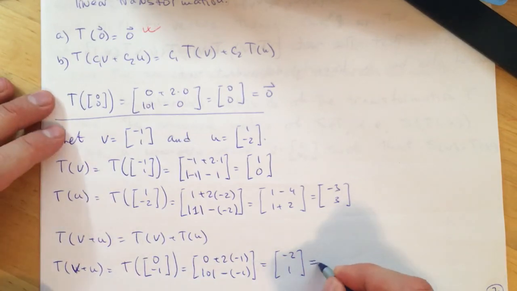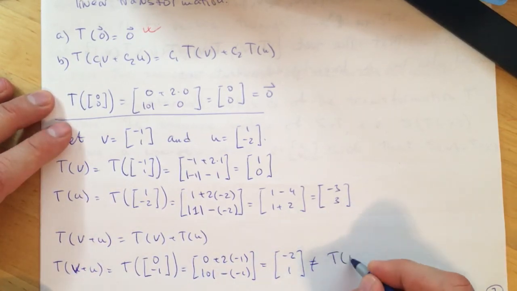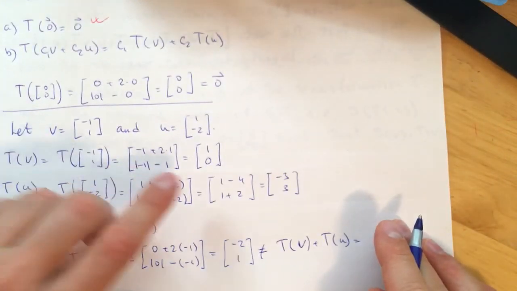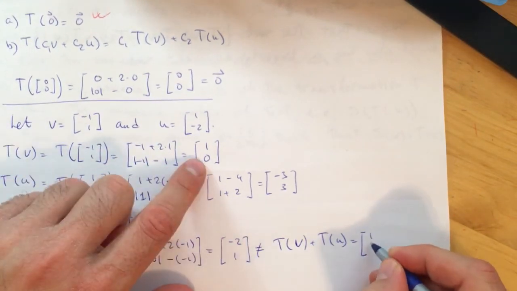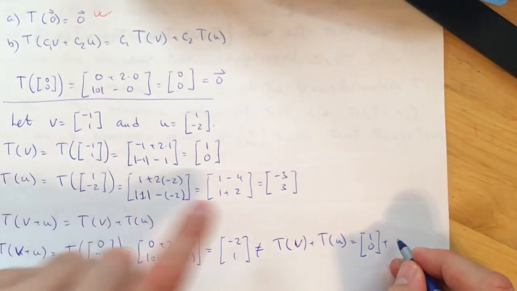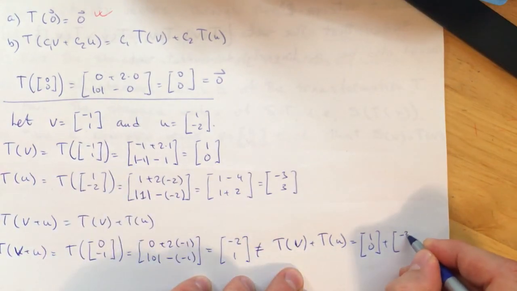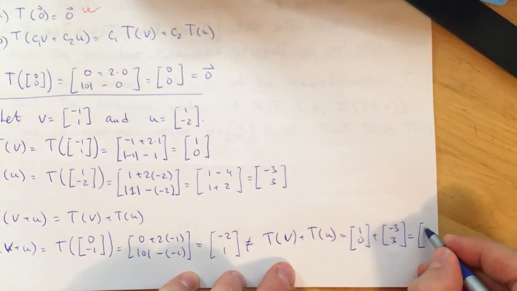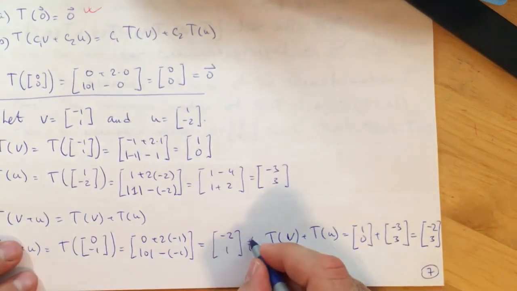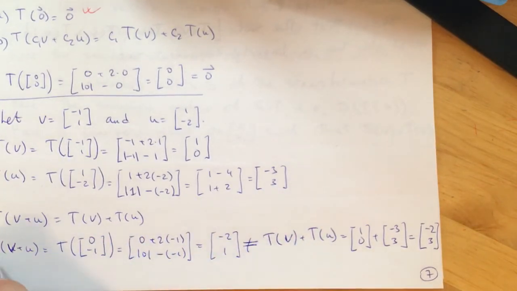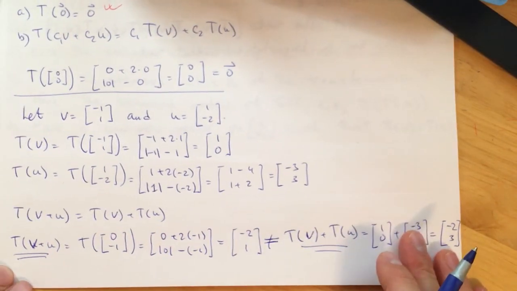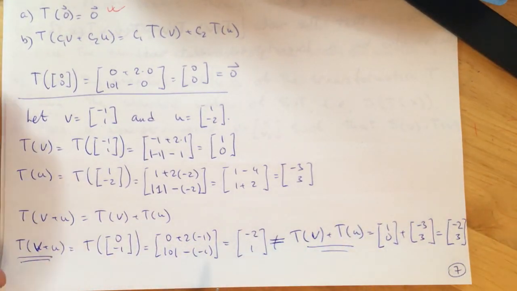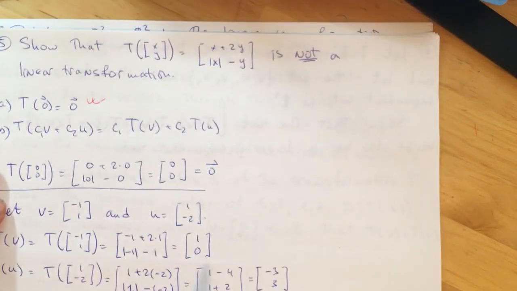But this is not equal to T of v plus T of u. T of v is (1, 0) plus T of u is (negative 3, 3), and the answer is (negative 2, 3). So obviously, since this condition fails, T of v plus u is not equal to T of v plus T of u, then we conclude that this is not a linear transformation.